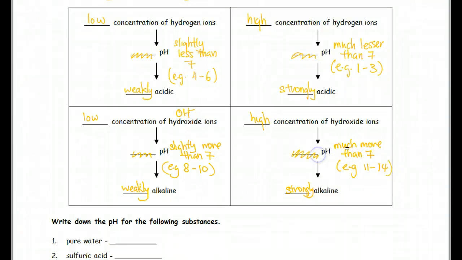So low concentration of hydrogen ions, less than 7, weakly acidic. High concentration of hydrogen ions, much lower than 7, example 1 to 3, considered strongly acidic. Low concentration of hydroxide ions, slightly more than 7, example 8 to 10, weakly alkaline. High concentration of hydroxide ions, much more than 7, example 11 to 14, strongly alkaline.